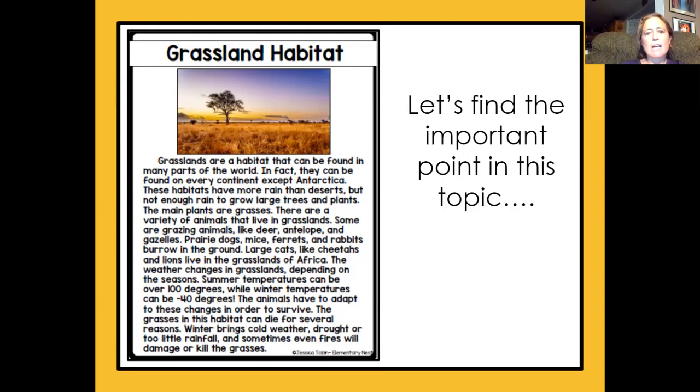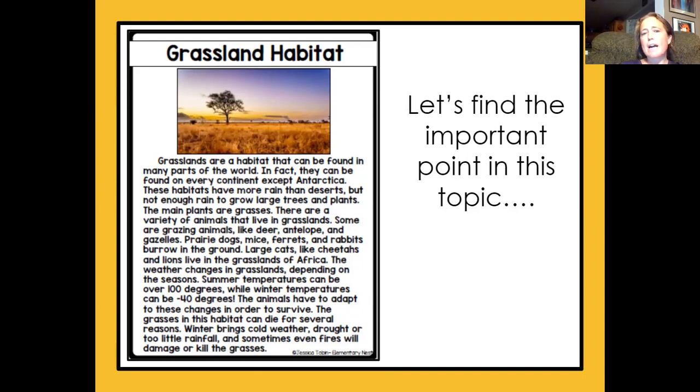The weather changes in grasslands depending on the seasons. Summer temperatures can be over 100 degrees. Wow, that's pretty hot. While winter temperatures can be negative 40 degrees. That's a big difference. The animals have to adapt to these changes in order to survive. The grasses in this habitat can die for several reasons. Winter brings cold weather, drought, or too little rainfall, and sometimes even fires will damage or kill the grasses. So the most important topic in this text is grasslands.